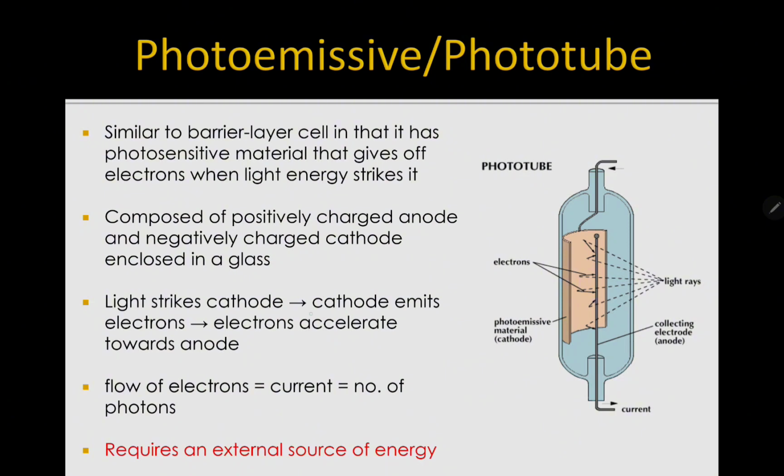So you have your light here. When light strikes, the cathode will emit electrons. Then the electrons will accelerate or move towards the anode. The flow of electrons will make a current, and then it will lead to a number of photons. Since this involves cathodes, anodes, and electrons, it requires an external source of energy.